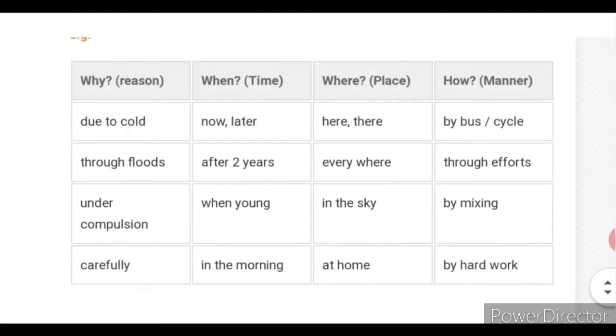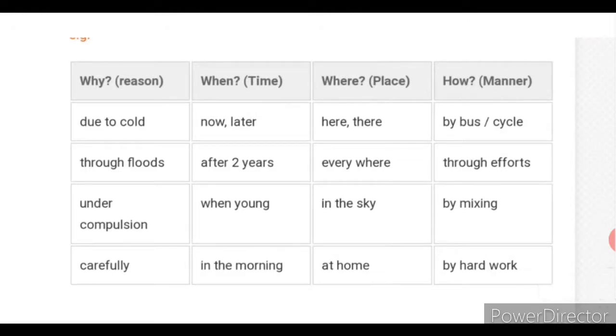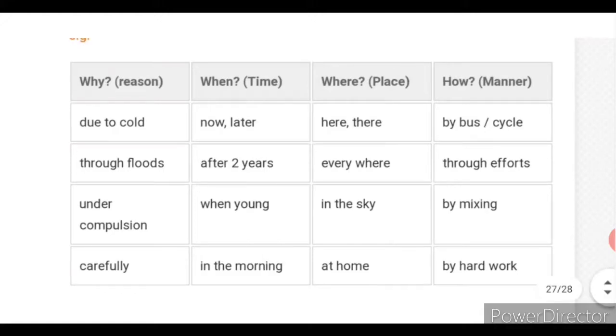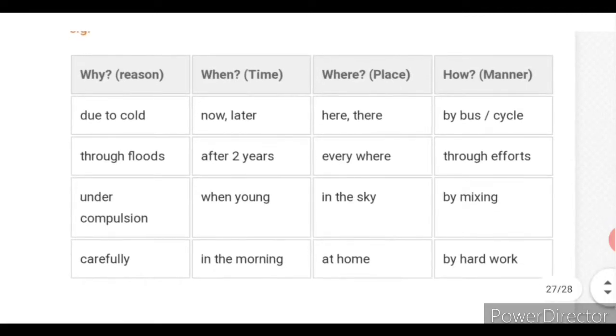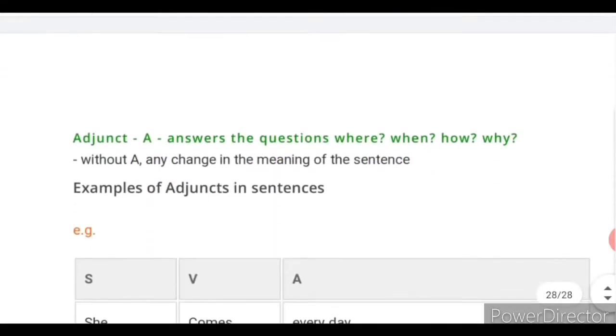Why: for the reason, due to cold, through floods, under compulsion, carefully. When: now, later, after 2 years, when young, when I am adult, in the morning. Where: place, here, there, everywhere, in the sky, at home. How, that is manner: by bus, cycle, through efforts, by mixing, by hard work. So if you put these questions, you will get the answer for the adjunct. We'll see the examples now.